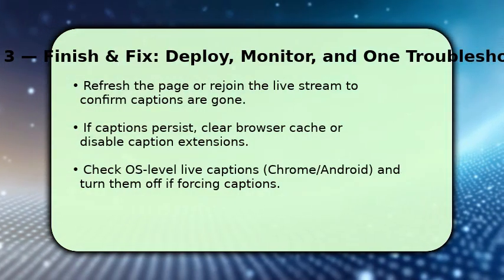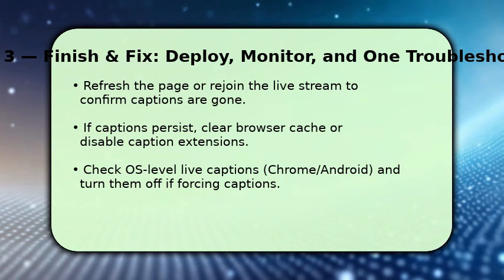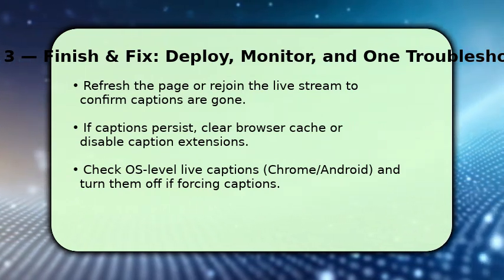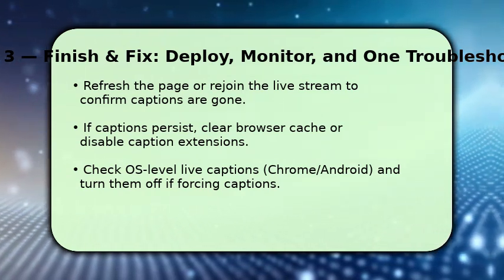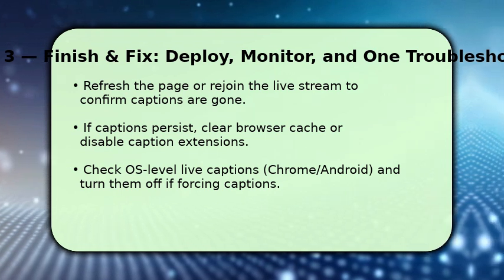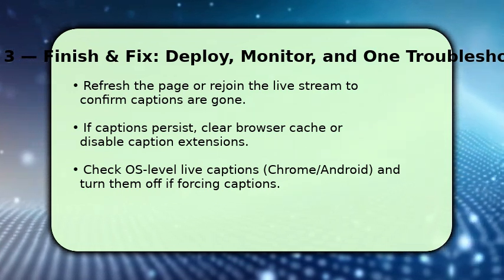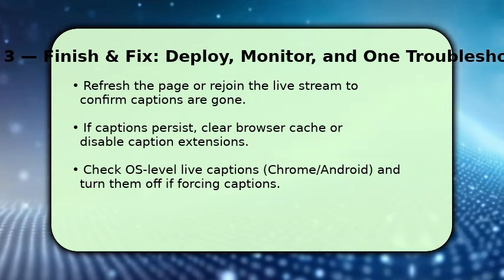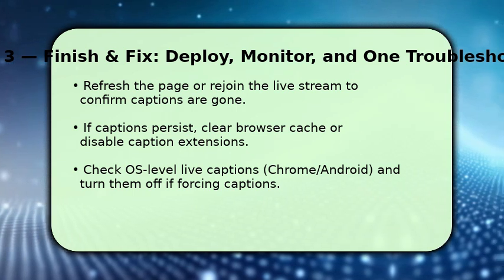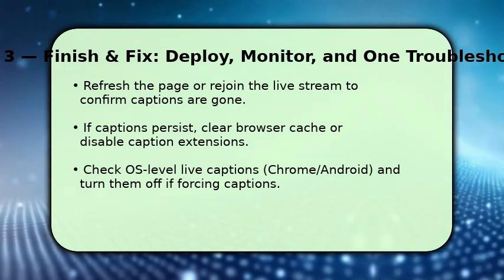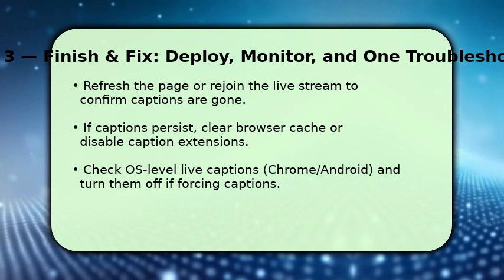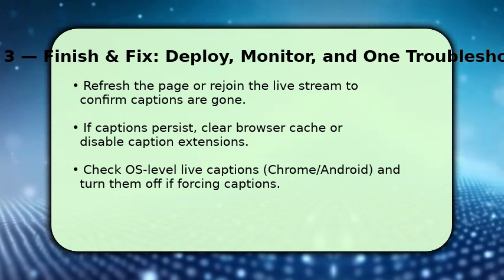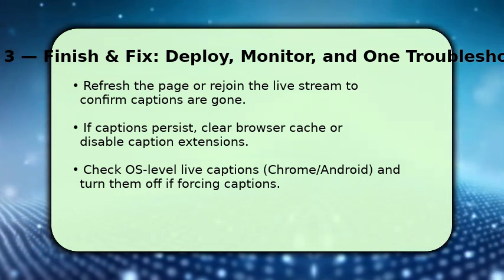If they still show, try clearing your browser cache and disabling any caption or accessibility extensions. Those can force subtitles. Also check system-level live captions in Chrome or Android settings because those override the player. If you're the broadcaster and viewers still see captions, recheck the live control room settings and stop the caption feed. One key troubleshooting tip: disable browser/OS captions first, then refresh the stream.